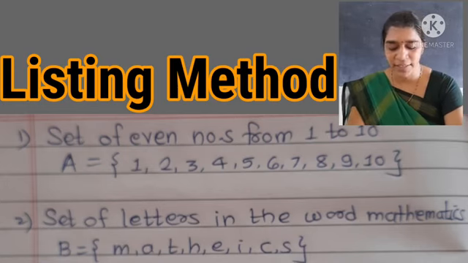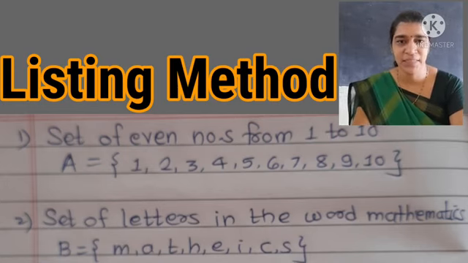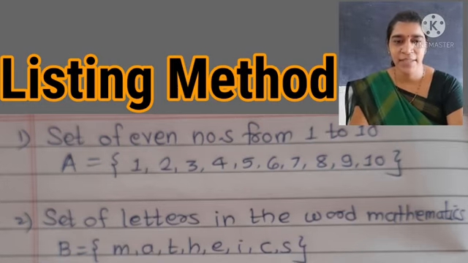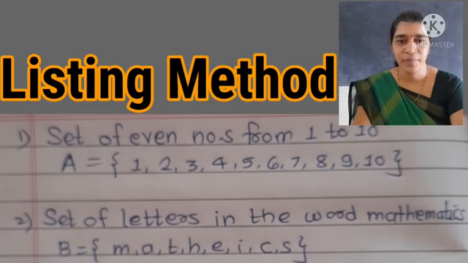Second, set of letters in the word mathematics. We write it as curly bracket mathematics. Write all the letters in the word mathematics: M, A, T, H, E. Students, here you remember repetition of letters or numbers is not allowed.